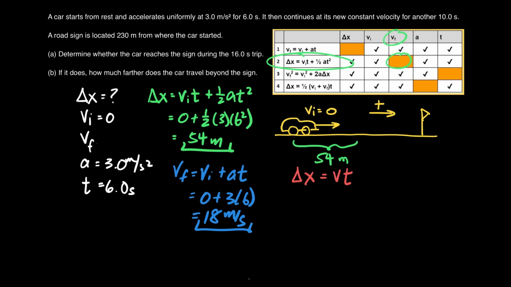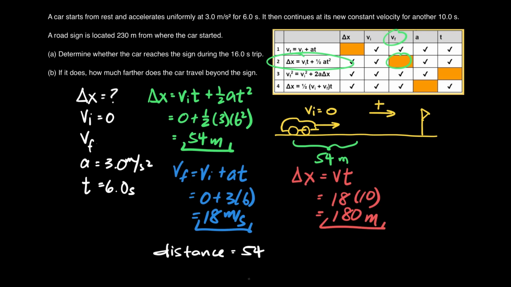So now we're going to plug in the velocity that it's traveling, which is 18 meters per second. Remember, it's going at constant velocity, so you just have one velocity here. And the time that it's traveling at 18 meters per second is 10 seconds. So the displacement or the distance that it travels here is going to be 180 meters. Now, remember, our question here is to figure out whether or not it's going to reach this finish line at 230 meters. And so we're going to add 54 meters, that was the first part of the trip, to 180 meters, which is the second part of the trip. So our total distance, 54 meters plus 180 meters, is 234 meters.